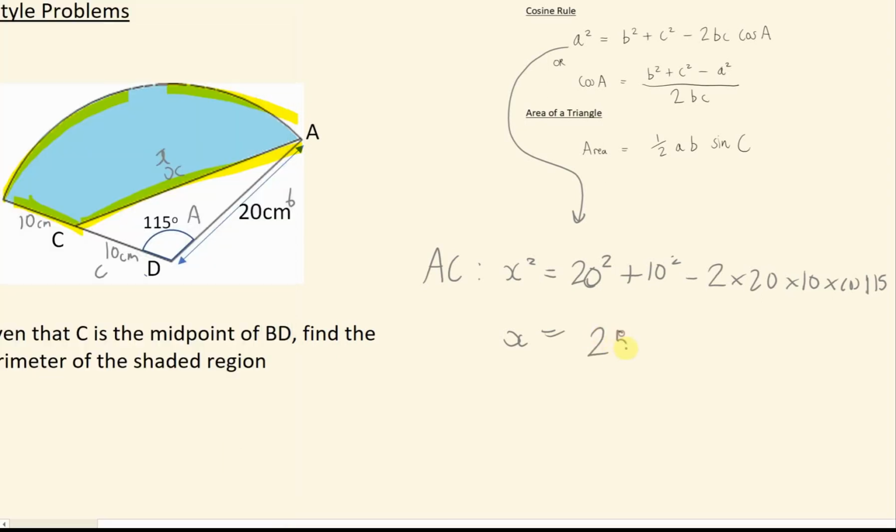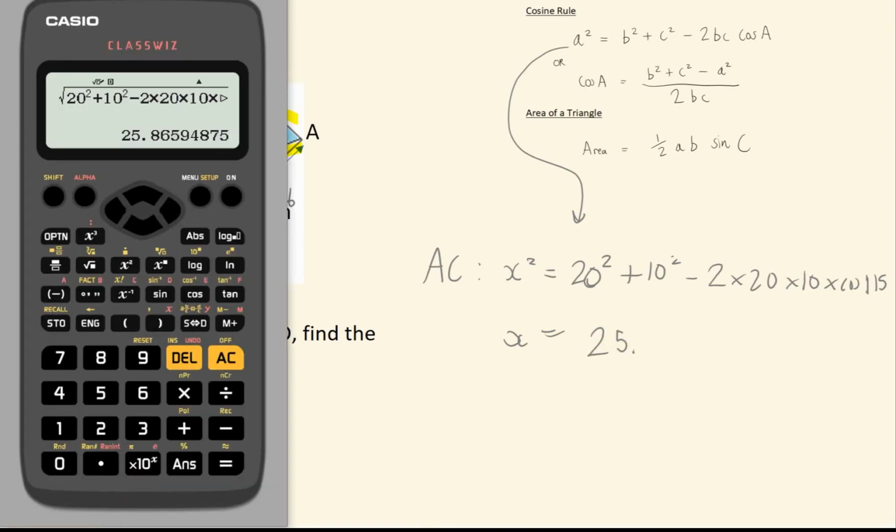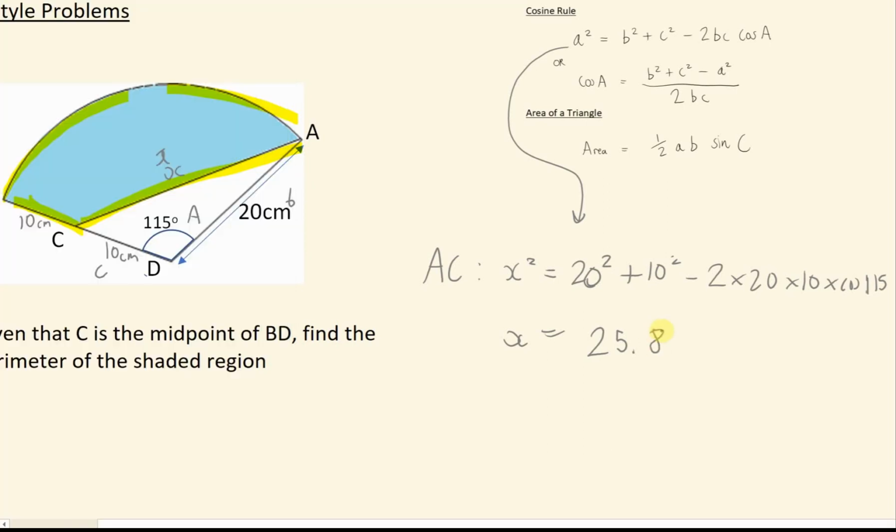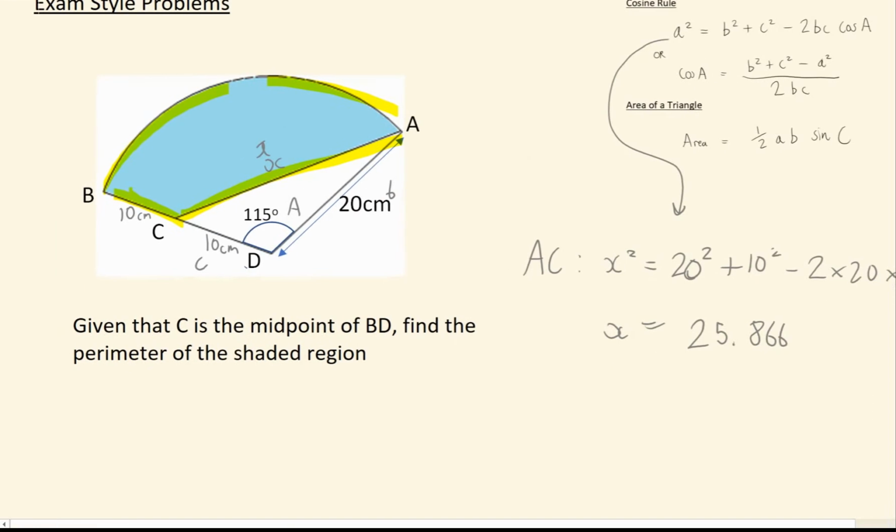So I'll include a few extra decimal places, just so when I add it together, I'm not going to get a rounding error. So I'm going to say 25.866. Okay, that's one of my lengths.